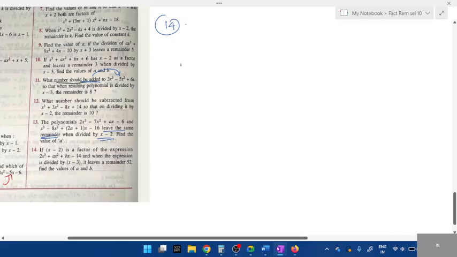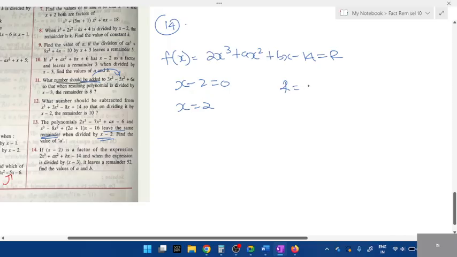Two. Let me take one equation. What's the equation, students? 2x cubed plus x squared plus bx minus 14 is equal to r. Okay, if I take x minus 2 is equal to 0, x is equal to 2. What's the remainder given? Is the remainder value given, or have they told it's x minus 2 is a factor? It's a factor, right? If it's a factor, r will be equal to, very good.